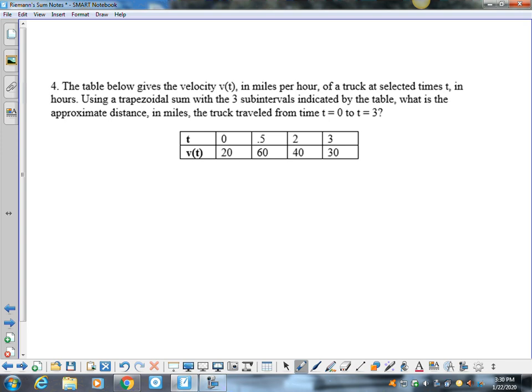Number 4. Says the table below gives the velocity in miles per hour of a truck at selected time t in hours. Use a trapezoidal sum. Okay. 3 subintervals. What's the approximate distance, which is going to be the accumulation of the velocity in miles from time t equals 0 to t equals 3. So I'm going from 0 to 3, and I want 3 subintervals, so we're 1 apart. But here's the problem.